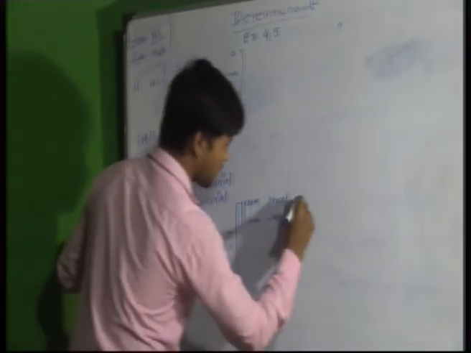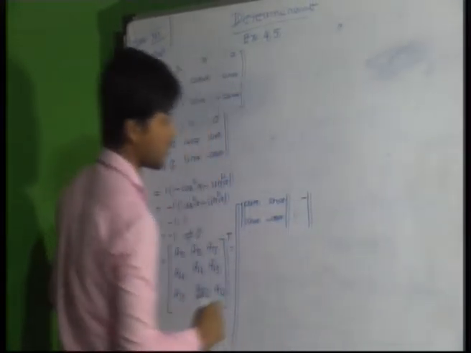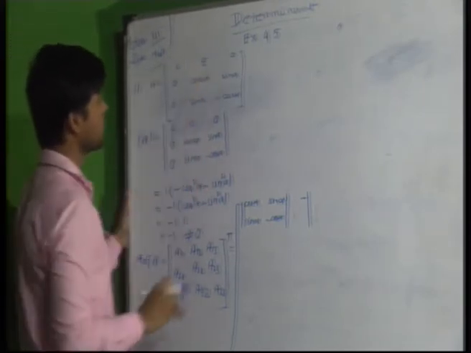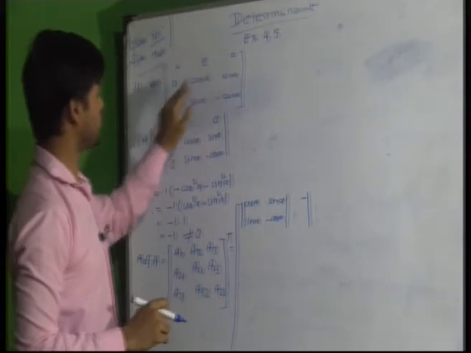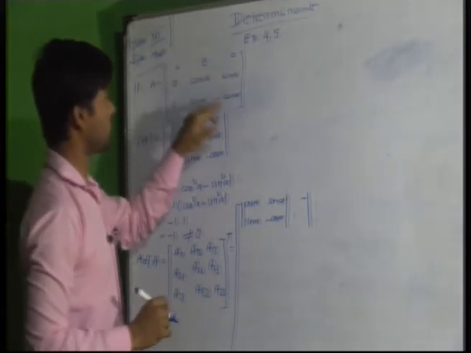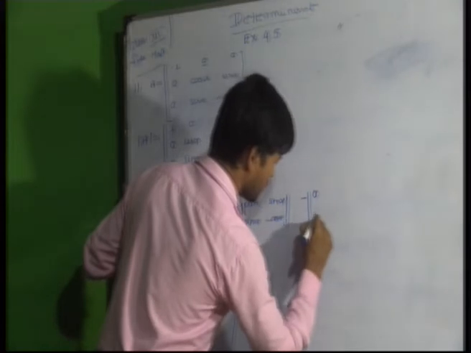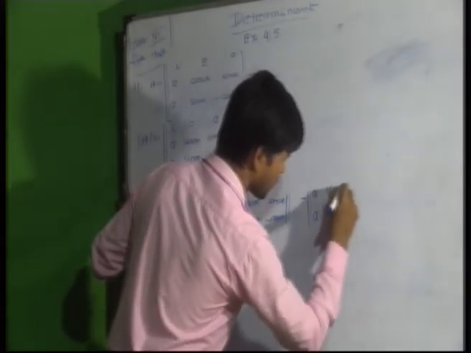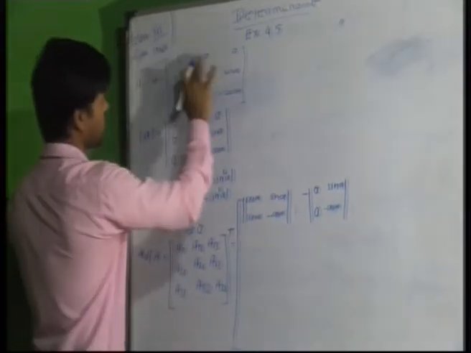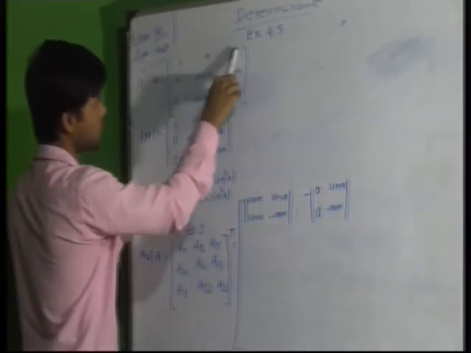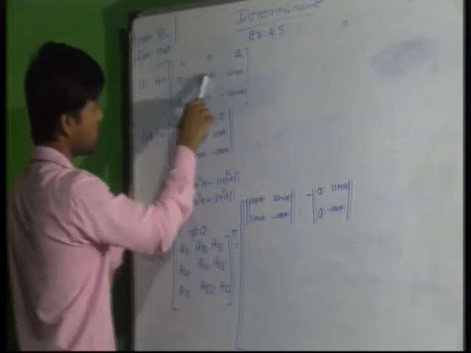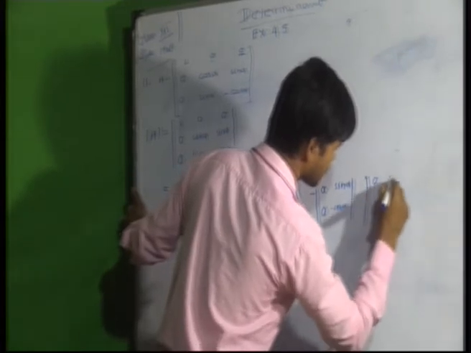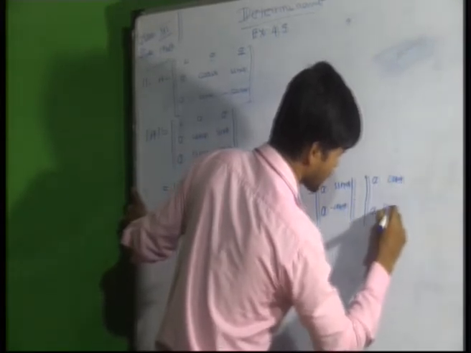Okay, now calculate the cofactor corresponding to the element a12, means corresponding to this element. So you have to cover this row and this column. So 0 0, sin alpha minus cos alpha, and the cofactor corresponding to this element will be, cover this row and this column. So 0 0, cos alpha sin alpha.